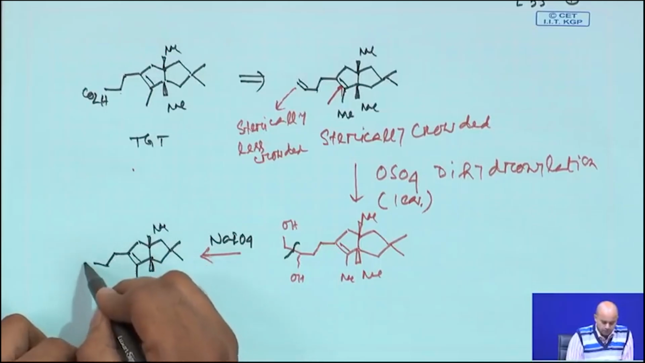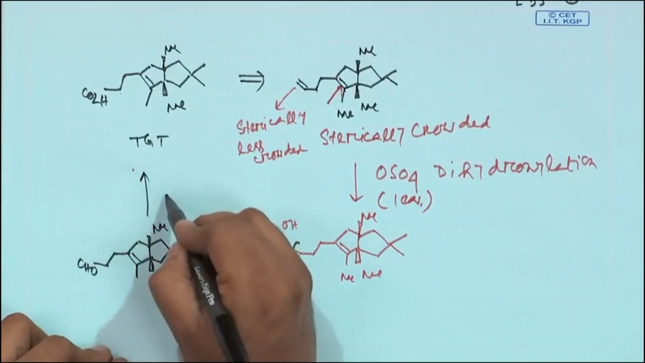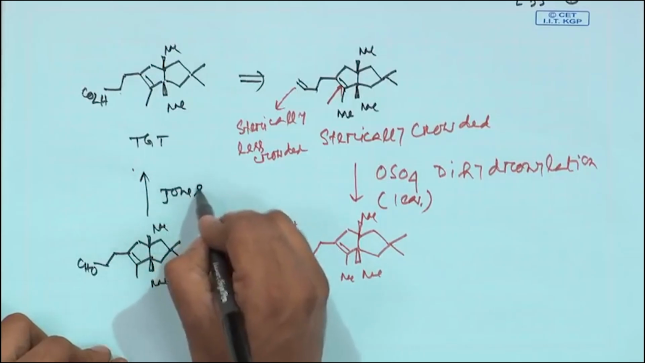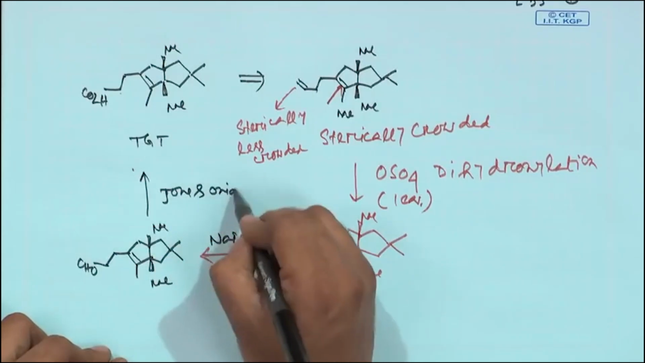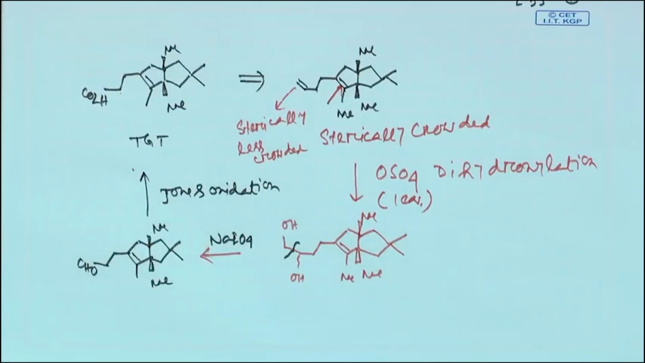CH2, CH2, CHO. Now, what you need to do? You just need to do a Jones oxidation, just oxidize the aldehyde to its corresponding acid. So, your target has been achieved.